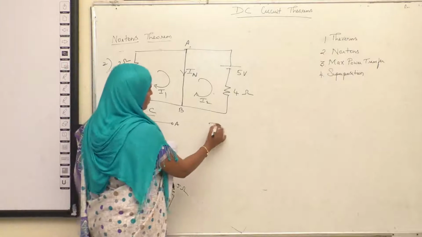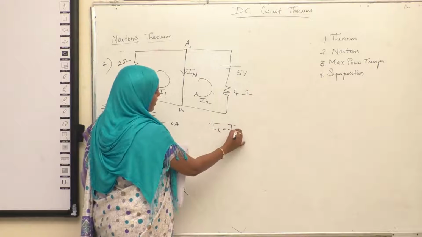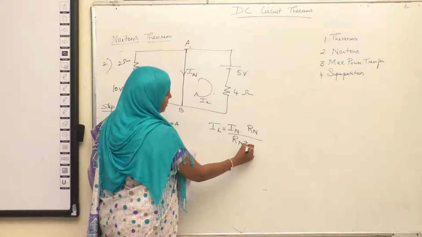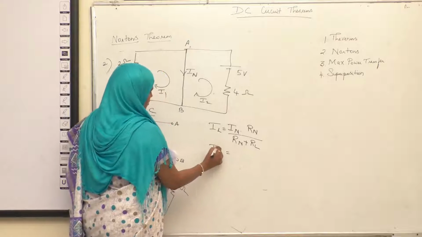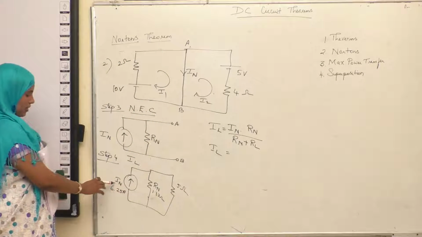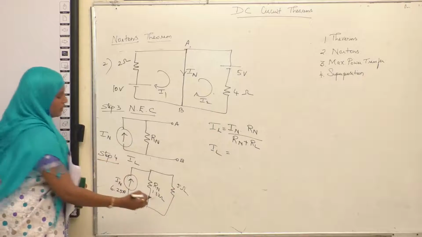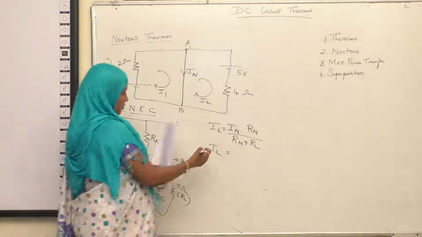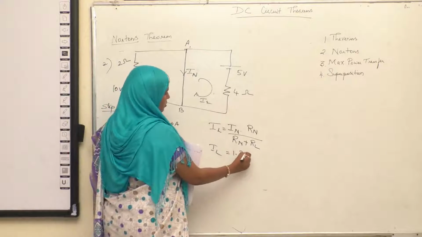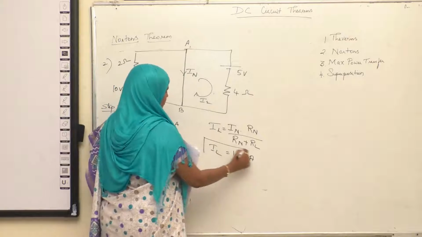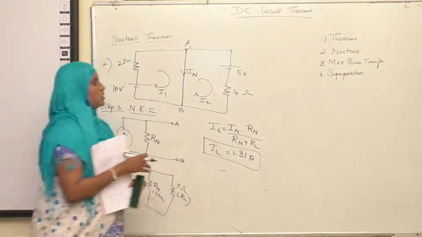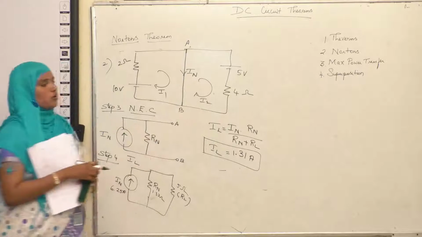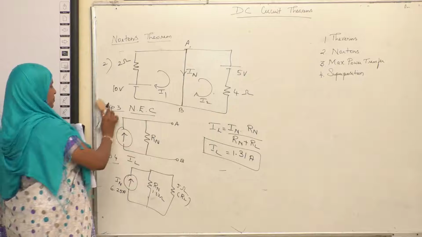So now substitute in the formula. IL is IN into RN divided by RN plus RL. So you know all the values, IN value, RN value and RL value. This is RL. So substitute all the values so that you will get a final answer as 1.31 ampere. So this is how you will solve any complex DC circuit using Norton's theorem.